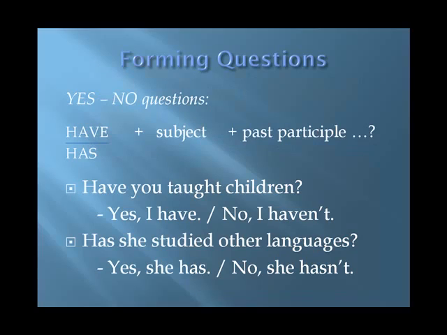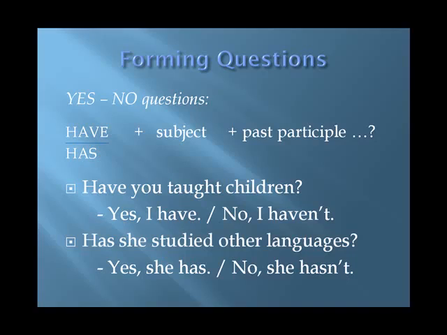Let's talk about forming questions. We'll begin with yes-no questions. Here's the structure. Use the helping verb, have or has, plus the subject, plus the past participle. Let's look at 2 examples. Have you taught children? Has she studied other languages?